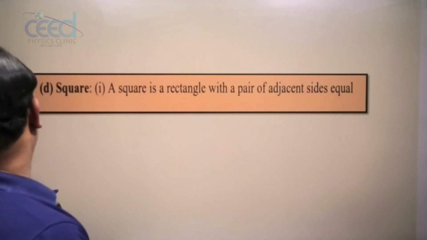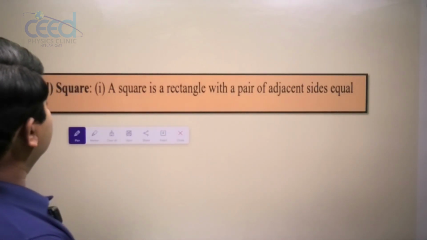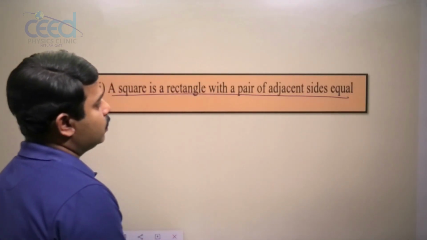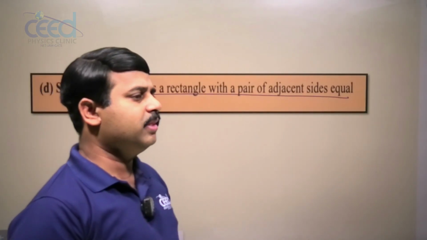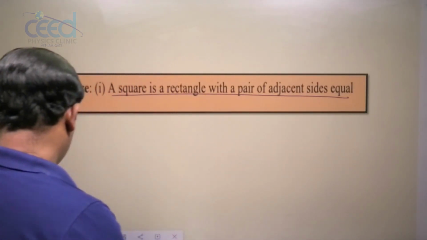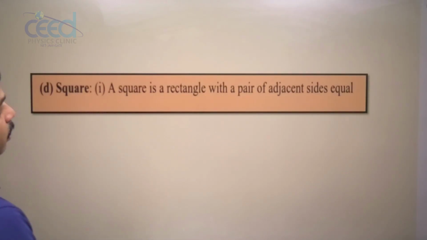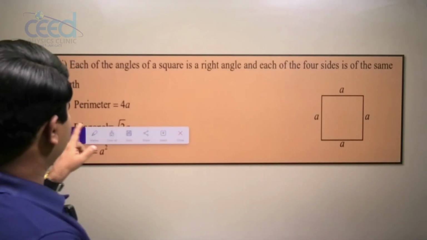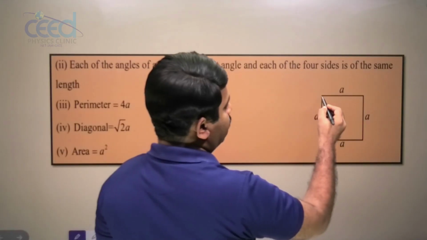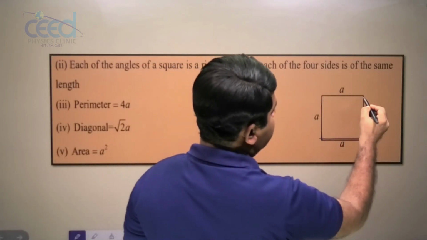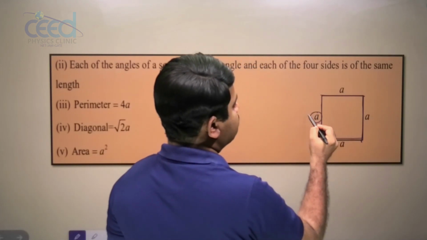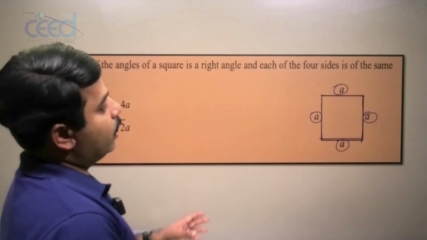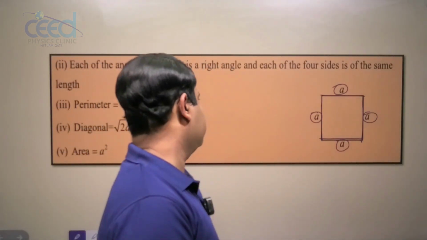Now, what is a square? A square is a rectangle with a pair of adjacent sides equal. That means a rectangle with all sides equal is a square, right? So, let us see one figure. A square is a rectangle with all the sides equal. This side A, this side A, this side A, this side A, right?